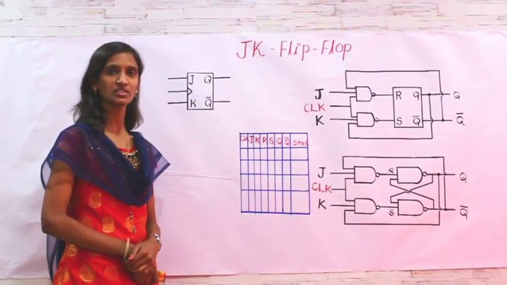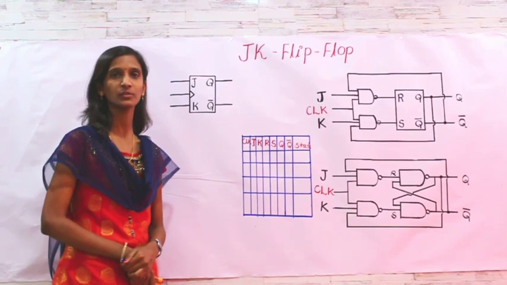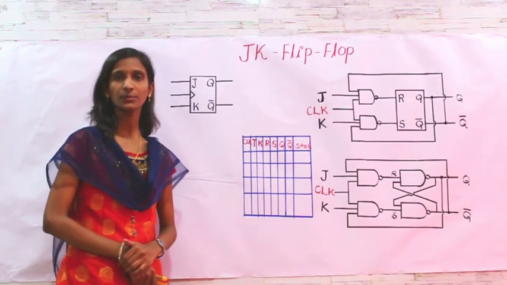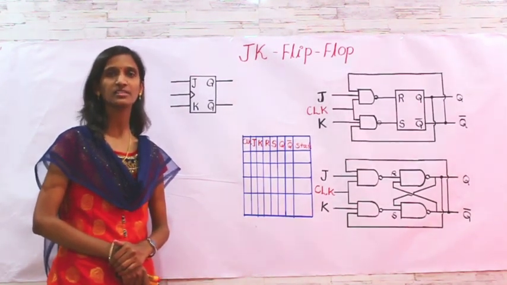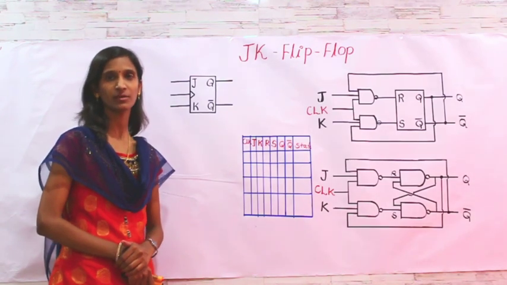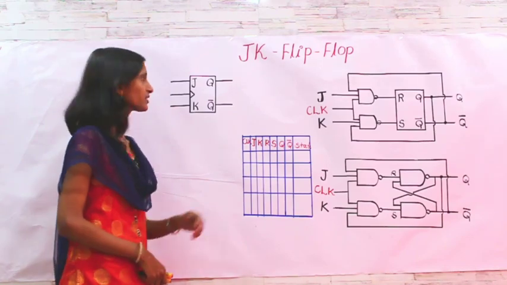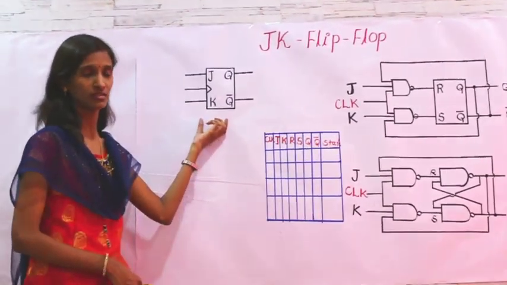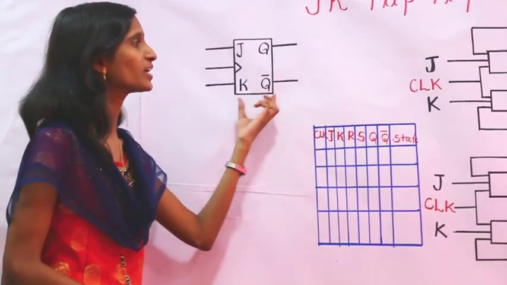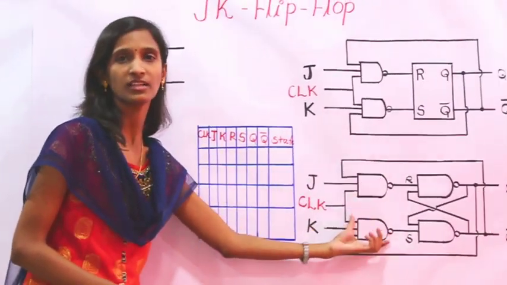In this part, we have to discuss the second type of flip-flop, known as the JK flip-flop. The name of this flip-flop is given by its inventor. Jack Kilby developed this JK flip-flop, so the name is given as JK flip-flop. Here I have shown the symbol of the JK flip-flop as well as the logic diagrams.